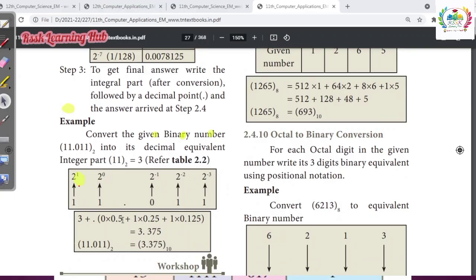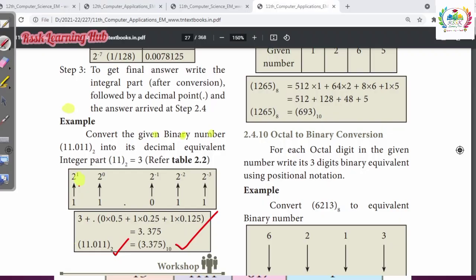So these are all the values. Based upon the positional notation, you have to multiply and add all the values. That is 0.375. This whole value is 3. So 3.375 to the base 10. So this is the answer for this binary to decimal conversion.